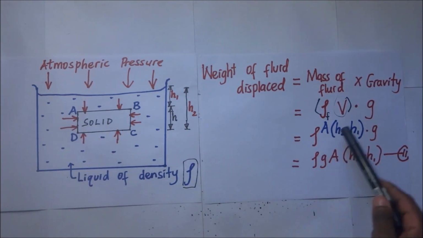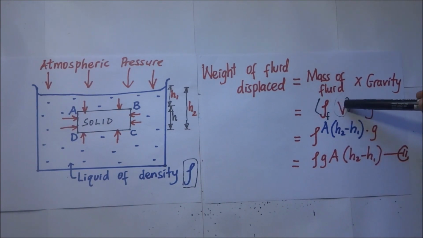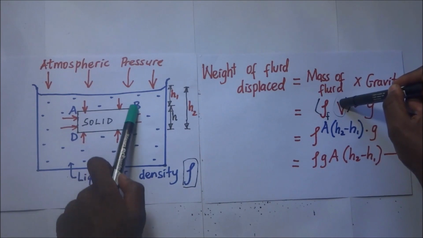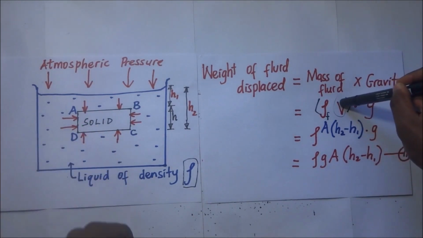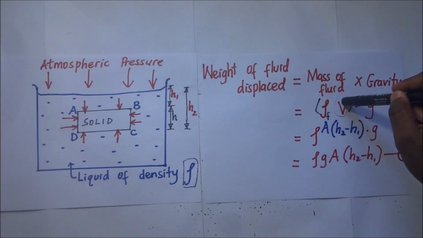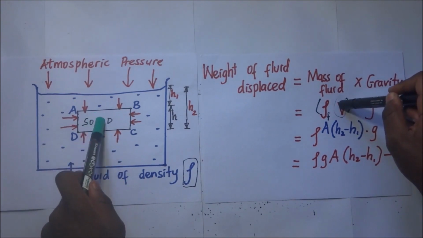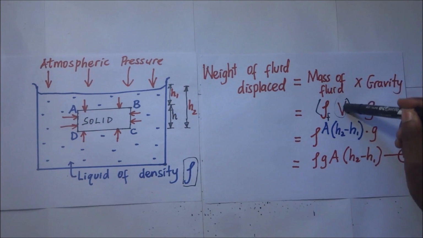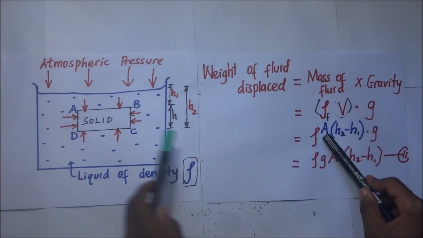So it means that the volume of the fluid that has been displaced is equivalent to the volume of the solid that has displaced that fluid. So we can as well compute it from the volume of the solid. So the volume of the fluid here, we shall give it by the volume of the solid.